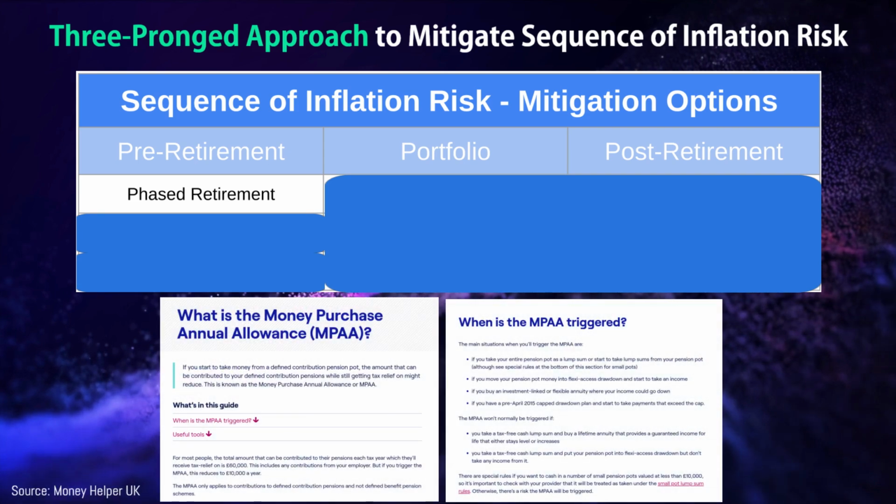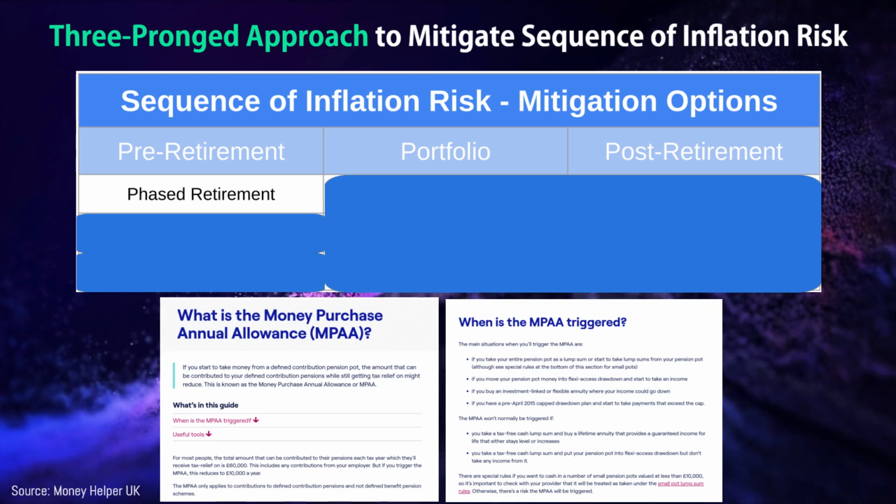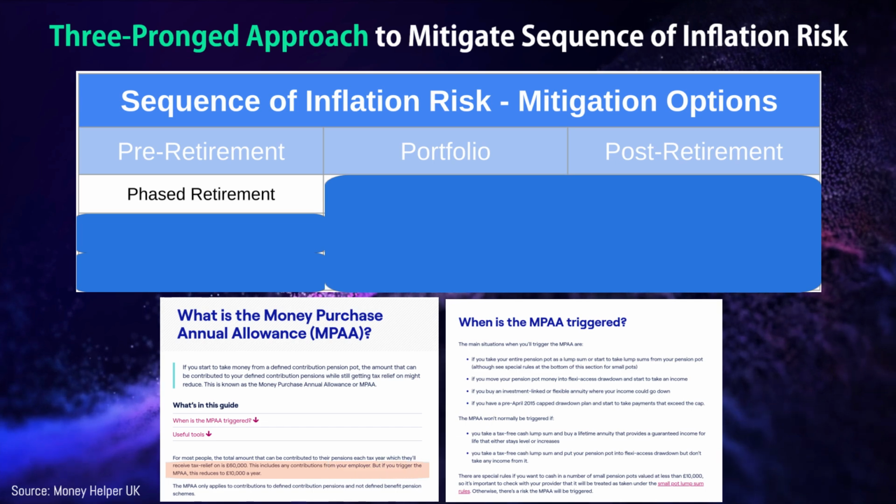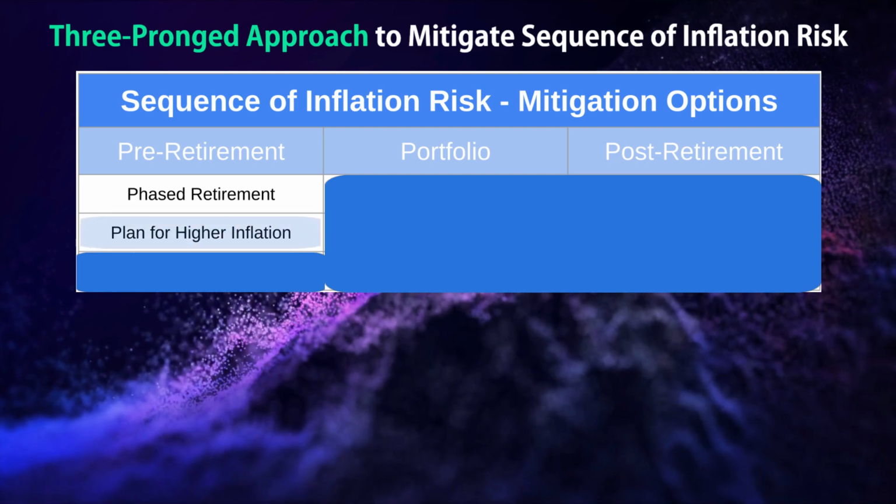In the UK, be careful not to trigger the Money Purchase Annual Allowance or MPAA by taking taxable withdrawals from your pension. This will reduce your pension annual allowance from £60,000 to £10,000. Second, plan for higher inflation.